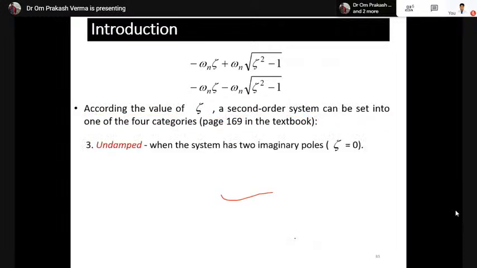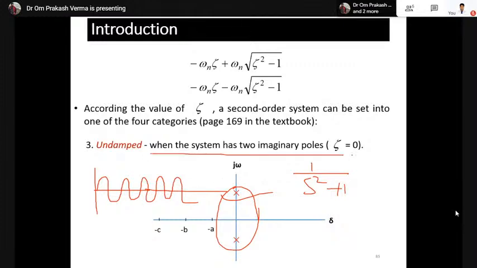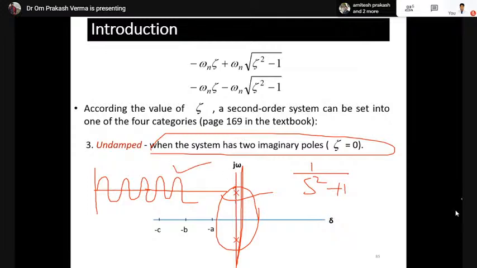So when you're talking about the undamped system, undamped system means your sinusoidal signal, that is 1 upon s square plus 1, where zeta is set to 0, then such a condition will occur. And what is the meaning of undamped? Undamped means there is no damping. The oscillatory signals will go on like this. So there are two poles found on the imaginary axis. This is the case for the undamped system.